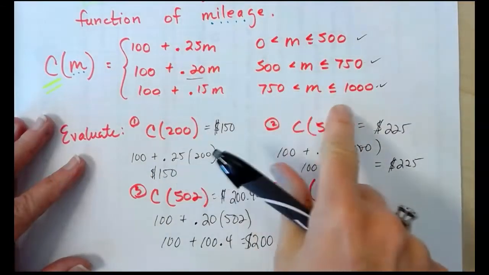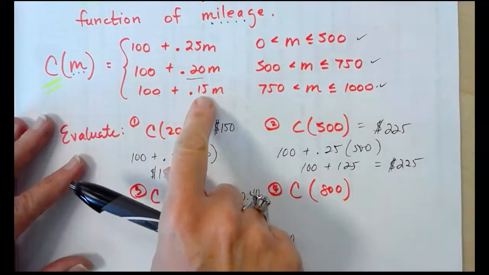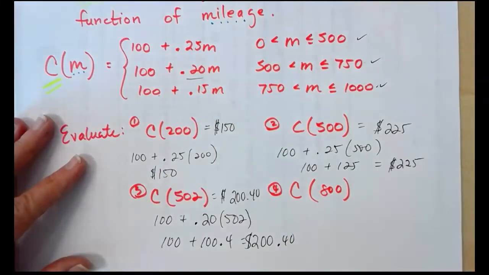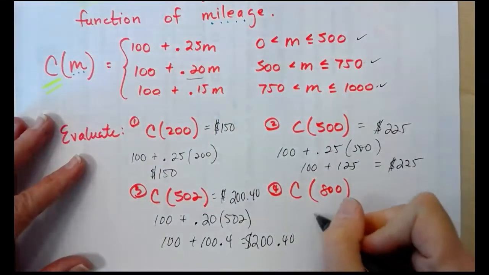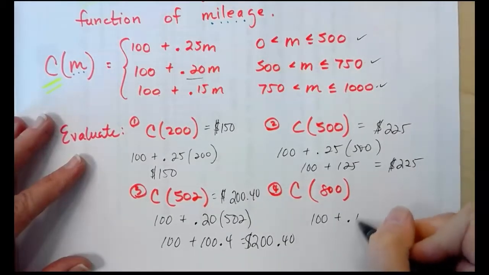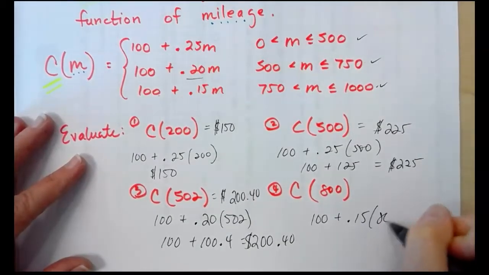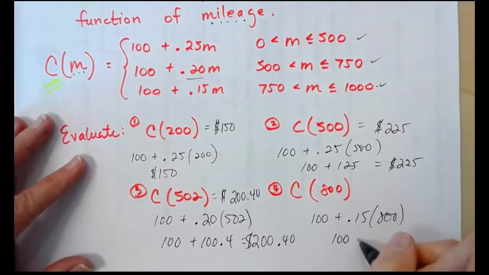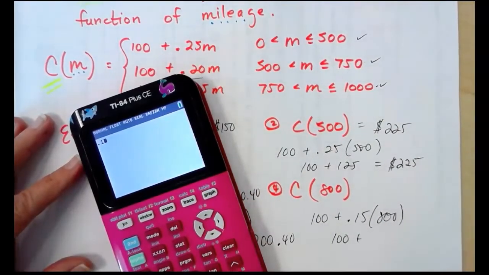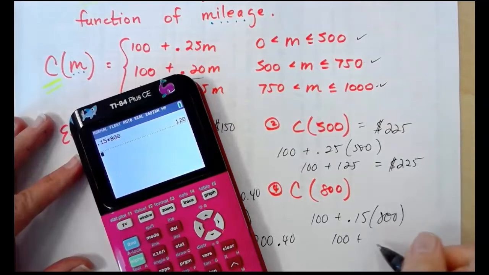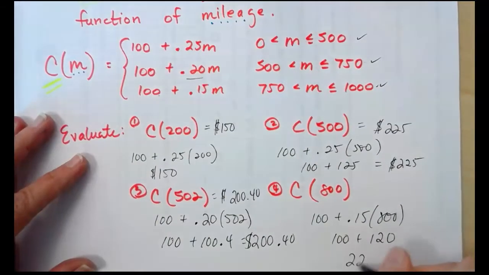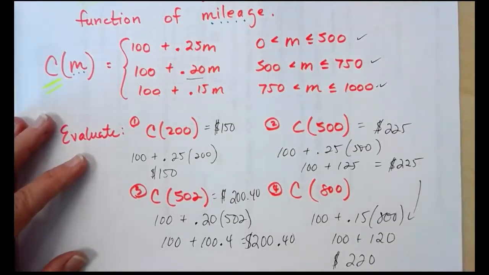And if we drive even more miles, we're going to get an even better rate, another nickel off per mile. So that is going to be 100 plus 0.15 times 800. So 15% times 800 is 120, and that is $220. So you can see it's a substantial savings. It's even cheaper to go 800 miles. That's why this particular piecewise function is not very logical.